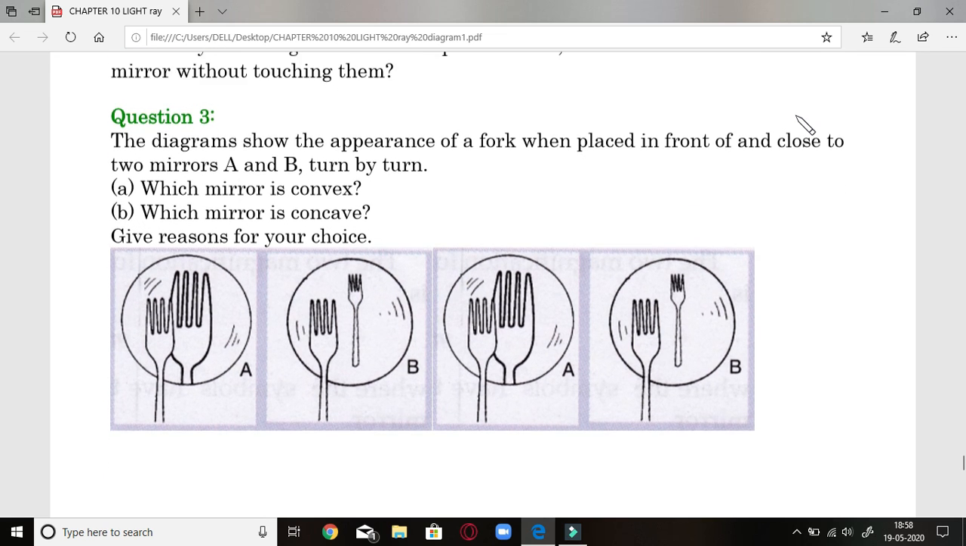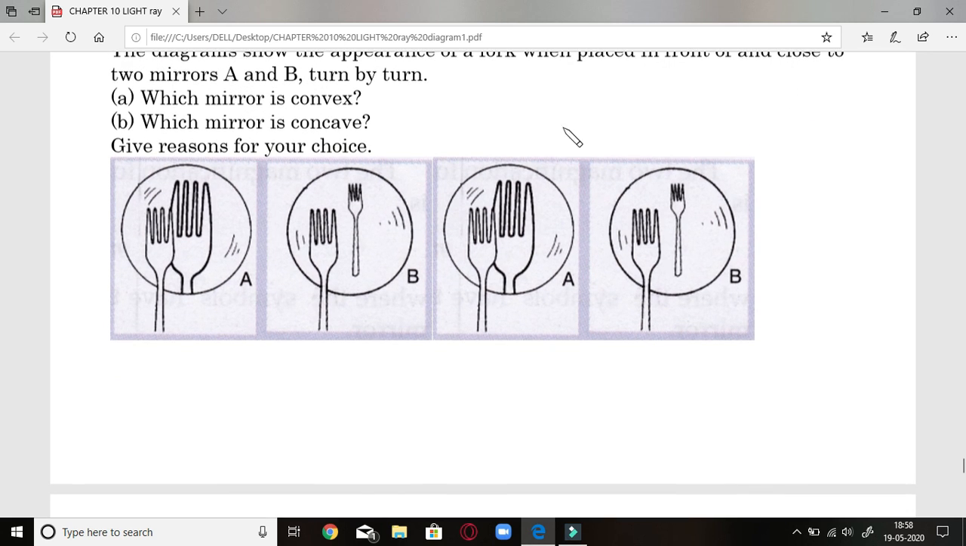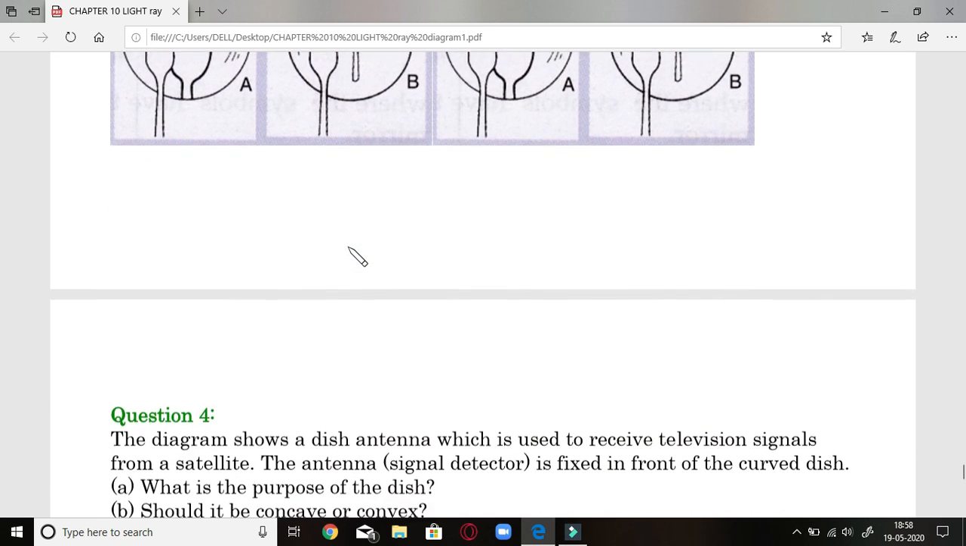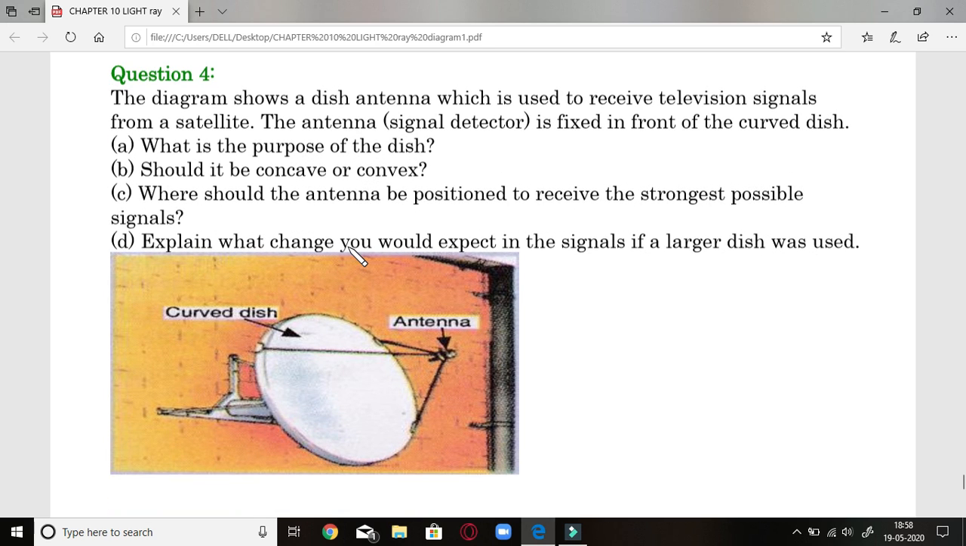Okay, now the next question is that the diagram shows the appearance of a fork when placed in front of and close to the two mirrors A and B. Which one is convex? Of course, you can easily identify which is the concave mirror and which is the convex mirror, and you can also give the answer either with the help of a ray diagram or with an explanation.